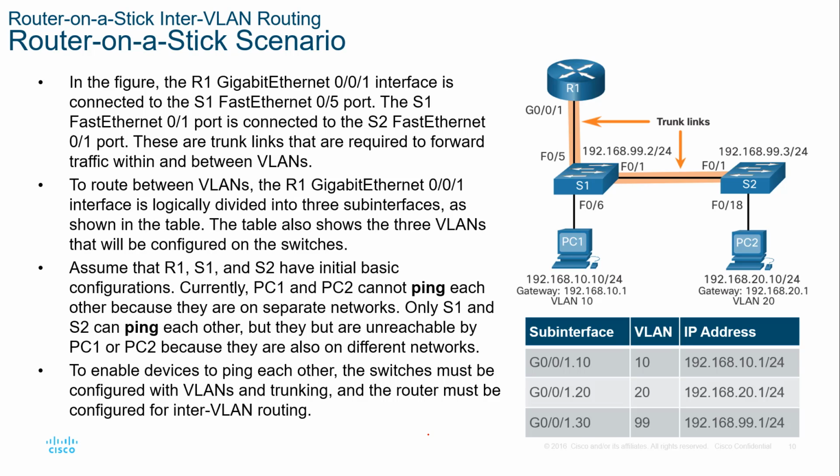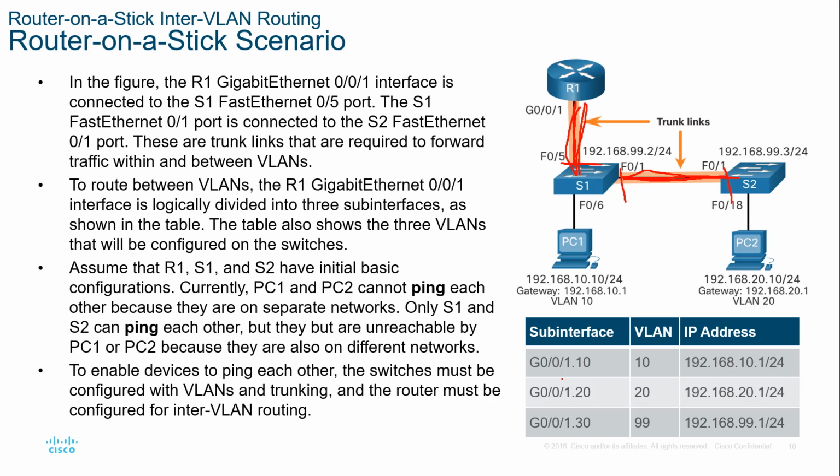So here we have a router on a stick. Again, this is our trunk right here. If we have multiple switches, we have to have trunks between the switches. And these switches will be configured, this will be a trunk port, this will be a trunk port, this will be a trunk port, and on the router side we'll have it configured as a receiving trunk port.